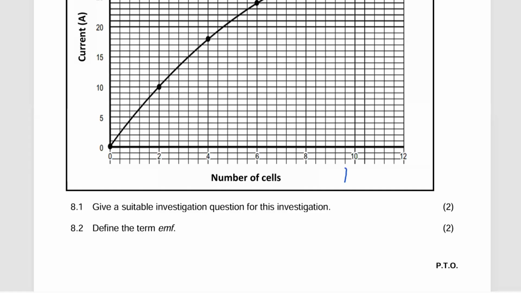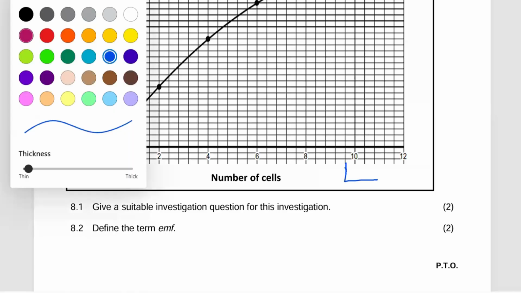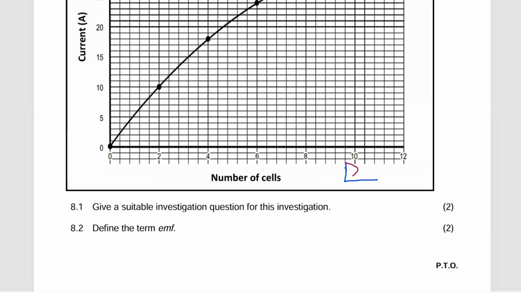From the graph here, for you to easily identify the independent and the dependent variable, you're going to make use of something like this. Whatever is on your y-axis is your dependent variable, and whatever is at the bottom there becomes your independent variable.